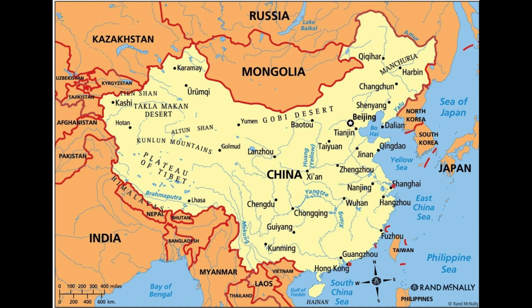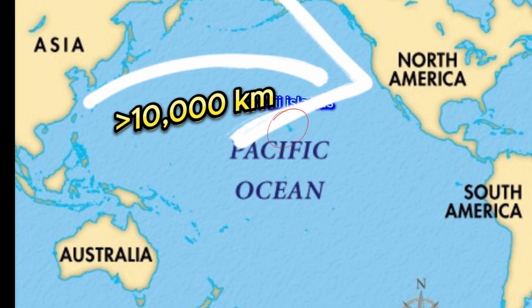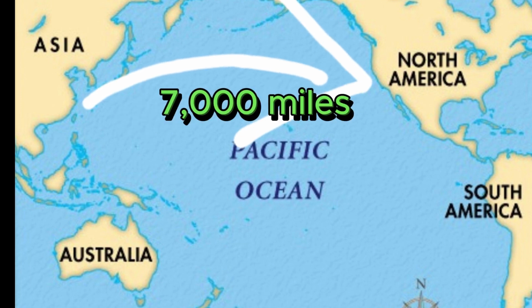Off coast it has only 2 neighbors, South Korea and Japan in the north. Whilst the remaining coastline faces the North Pacific Ocean, meeting midway with the Hawaii Islands, before reaching the Californian coast more than 10,000 kilometers, or nearly 7,000 miles away.